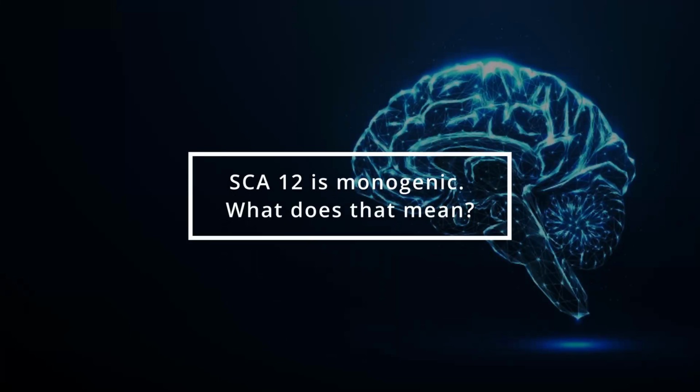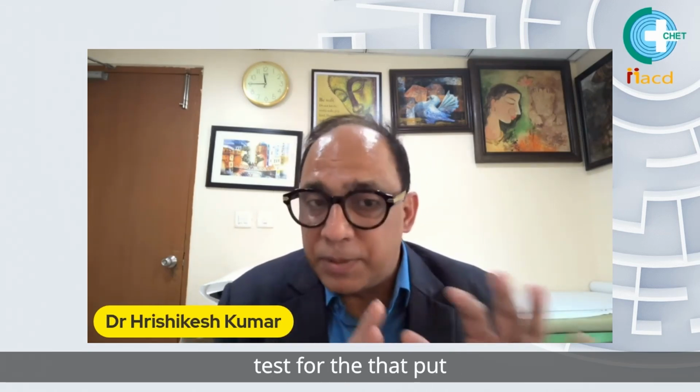SCA12 is monogenic. What does that mean? When we call it monogenic, that means only a single gene is involved. So you don't have to test for multiple genes, right? You have to test for a single gene. If this is abnormal, that's fine. The test gene means a blood test for that particular patient.